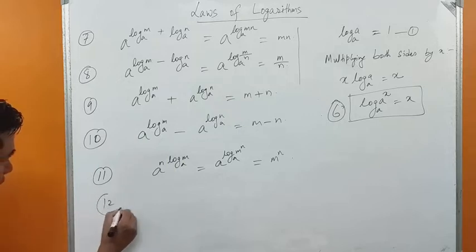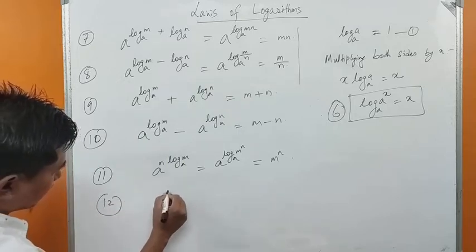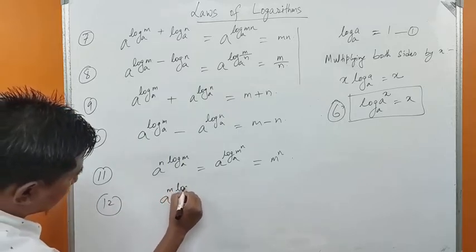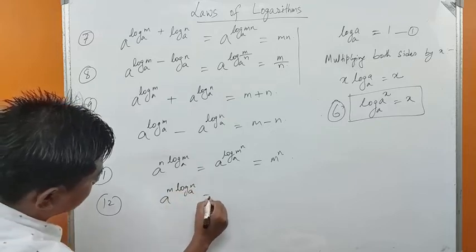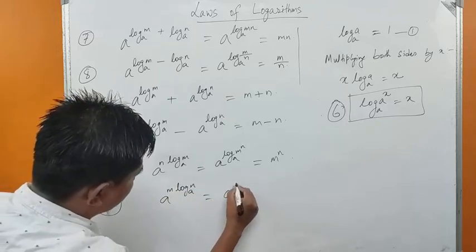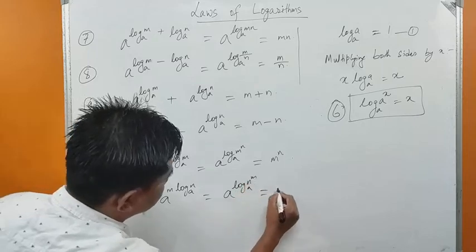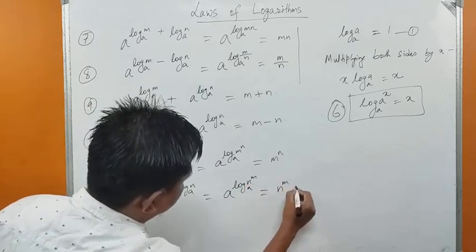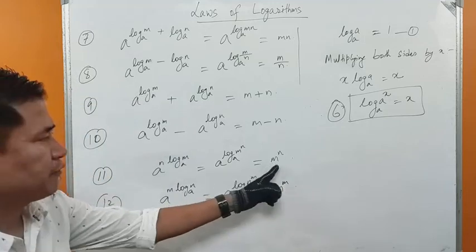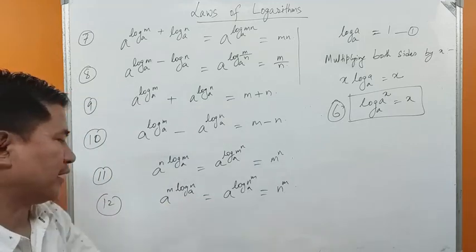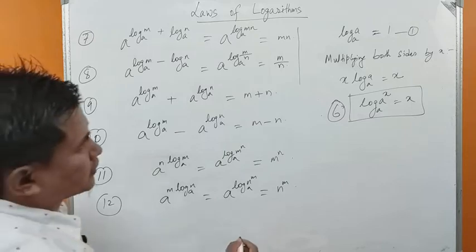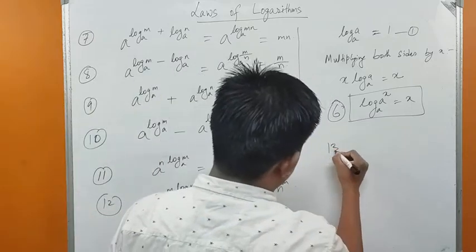Rule number 12 is the same thing, a to the power m log n to the base a equals a to the power log n raised to power m to the base a equals n to the power m. Okay, m to the power n, n to the power m. Same thing. Now let us see the 13th rule, and this is the last rule.